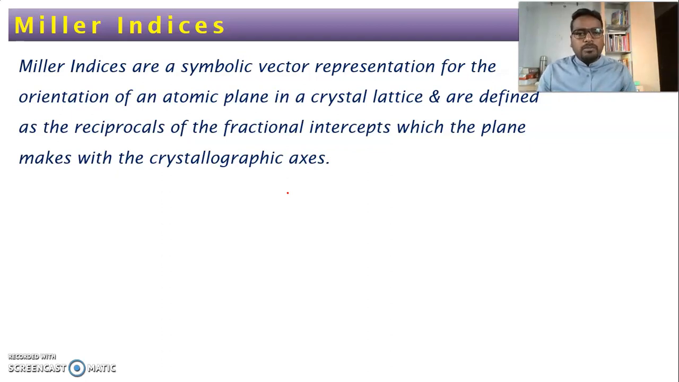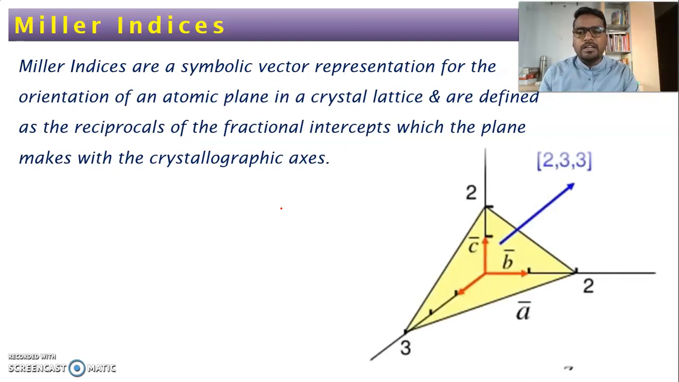the orientation of an atomic plane in a crystal lattice, and are defined by taking the reciprocal of the fractional intercepts which the plane makes with the crystallographic axes. So these are called Miller indices. In the next slide I am going to discuss the calculation, or determination, of Miller indices.